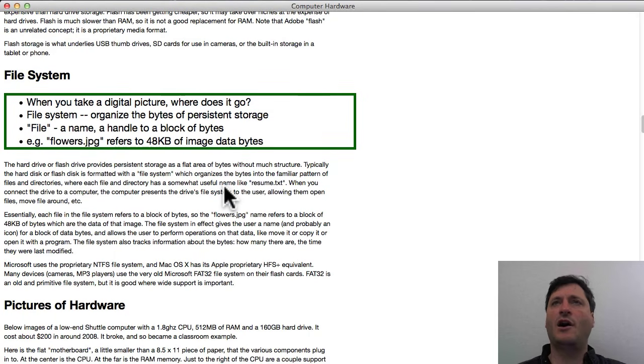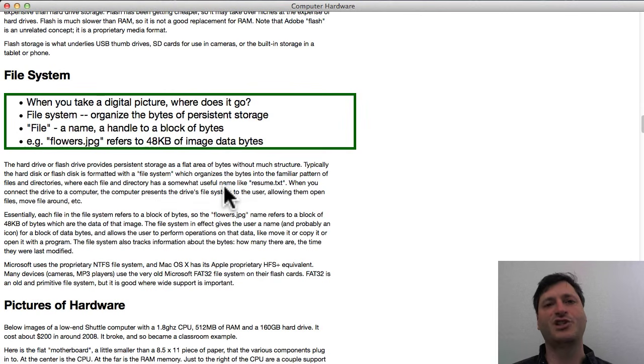So when you've got a hard drive or a flash chip that just has this big area of bytes to do persistent storage, on its own it's not really ready for the user to use. Usually what happens is the hard drive or the flash drive is organized as what's called a file system. The file system is just a way of organizing this big area of bytes and giving it that familiar structure of files and folders, and they each have names and you can move them around and stuff.